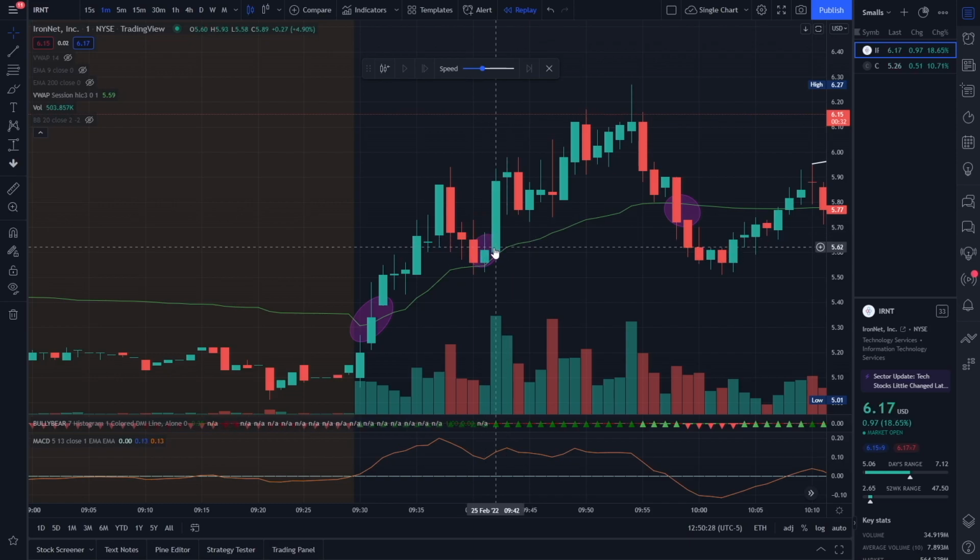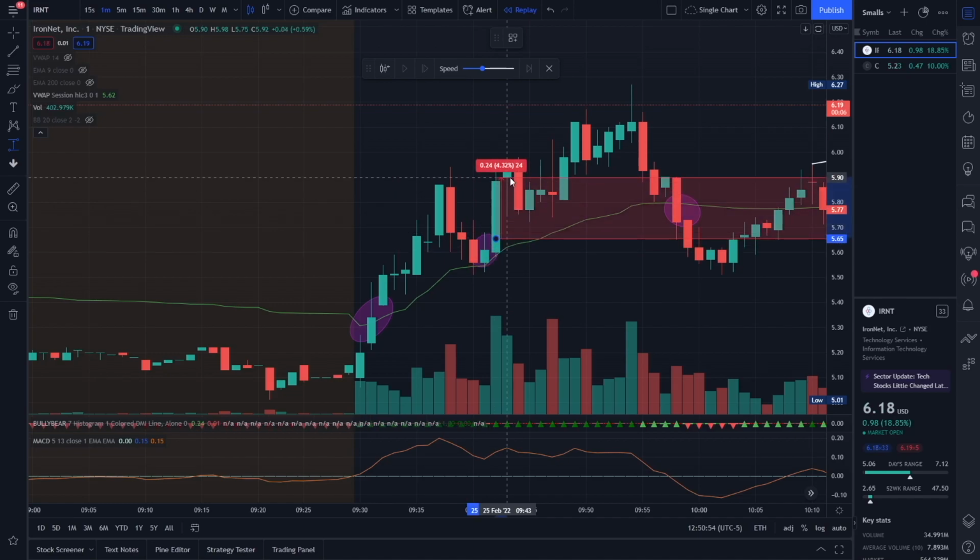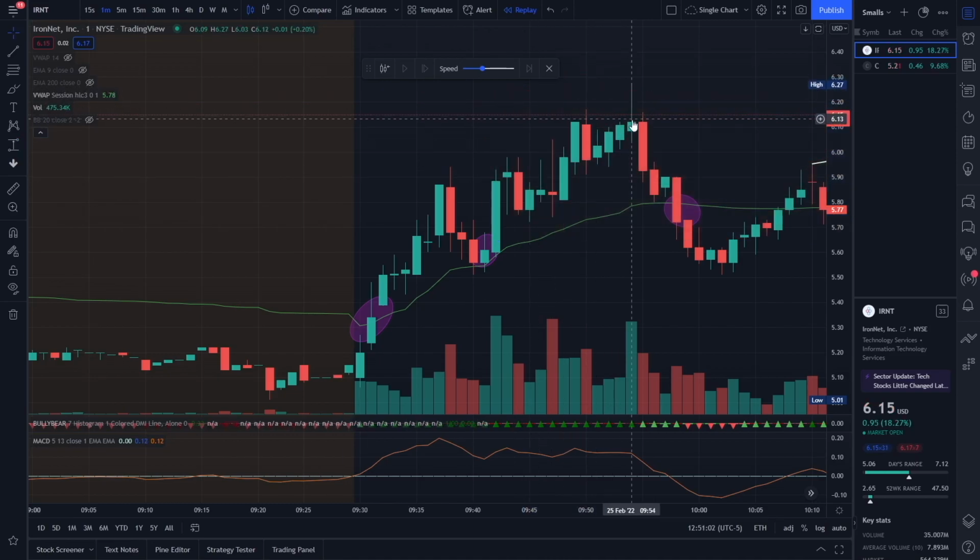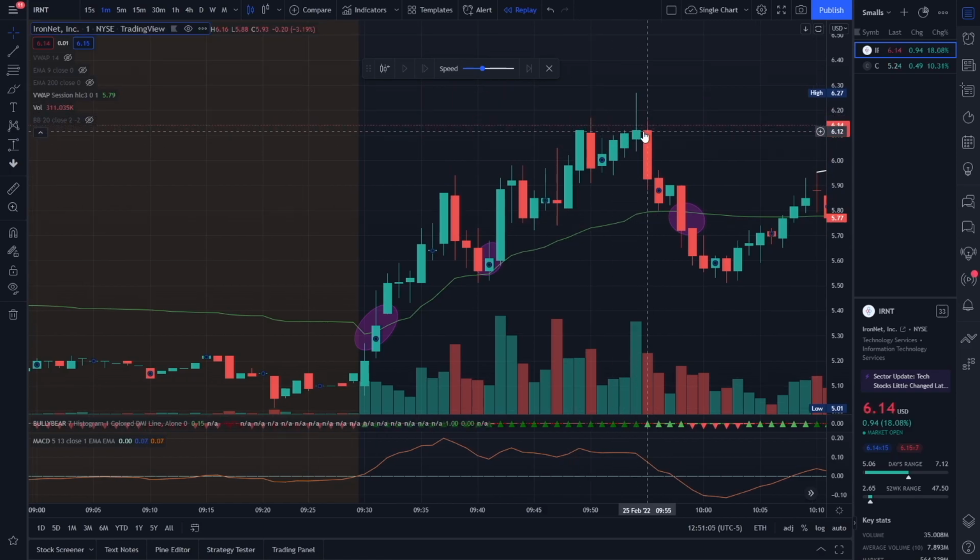My personal entry would have been waiting for this confirmation and then entering on this candle right here. Once this candle broke over the high, or the body, I'd say the body of this candle, that's when I would have entered. So it would have been around, we'll say, 5.65 right here. You wouldn't have been down on this play at all, maybe 1%. But you could have played it up about 6%, 5.5%. And you could have held all the way up to, again, 10% or so if you sold around this area.